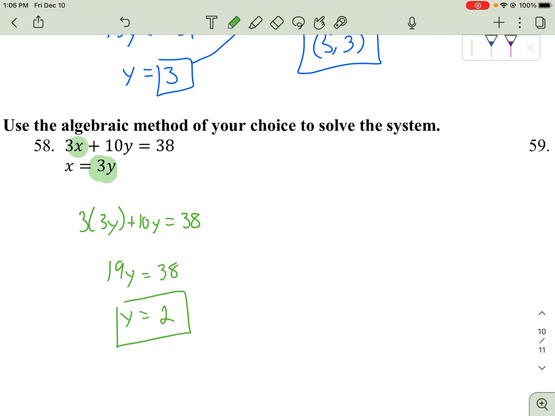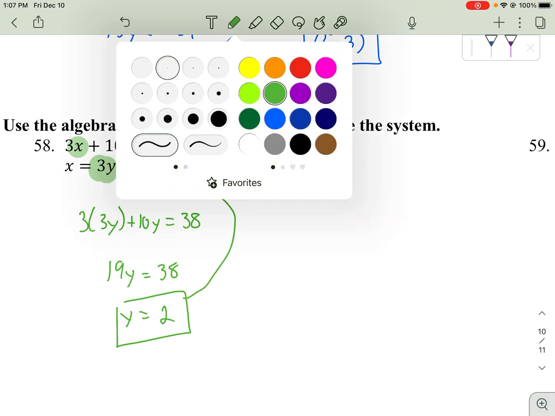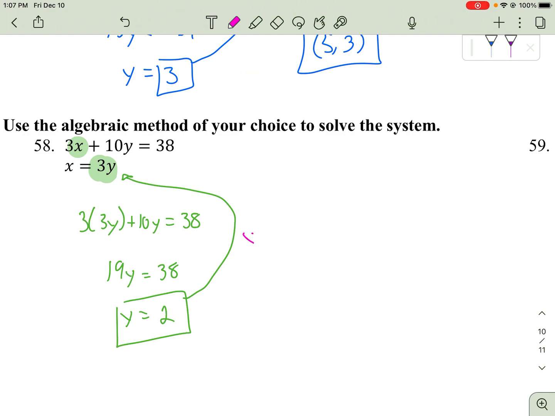Once you know what y equals, plug it back in right there, and you'll find what x equals. So here we get x equals 3 times 2, which is 6. So we know we have 6, 2. Plugging that in real quick. Yep, that one works too.